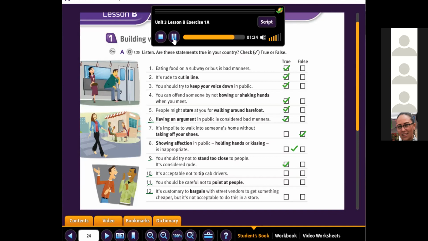Okay, the next one. Number 10, it's acceptable not to tip cab drivers. In Ecuador, is it acceptable not to tip cab drivers or not? ¿Es aceptable no darles propina a los taxistas? Yes or not? True or false? True. Yes, I think it's true because nobody leaves a tip. Maybe just for ignorance, I guess. Maybe no one else. Yeah. So let's hear number 11.